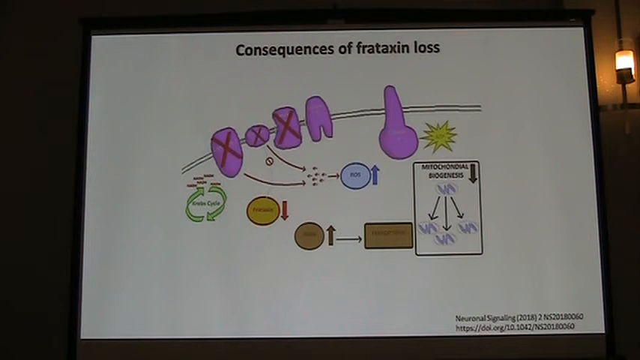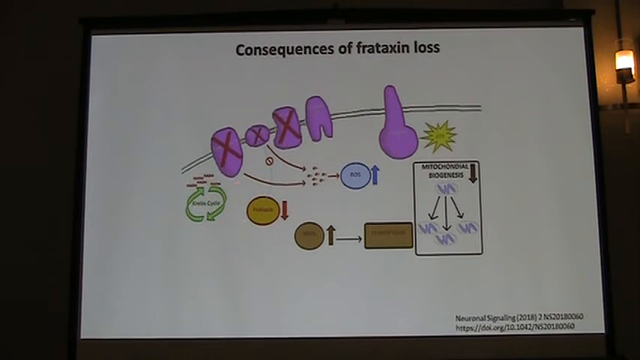So this iron sulfur cluster protein is not made because frataxin is lost, so you don't make energy anymore. That's a big problem for the cell. Also, a consequence of the loss of this iron sulfur cluster protein and of low energy production is the elevation of reactive oxygen species, which induce oxidative stress inside the cell.